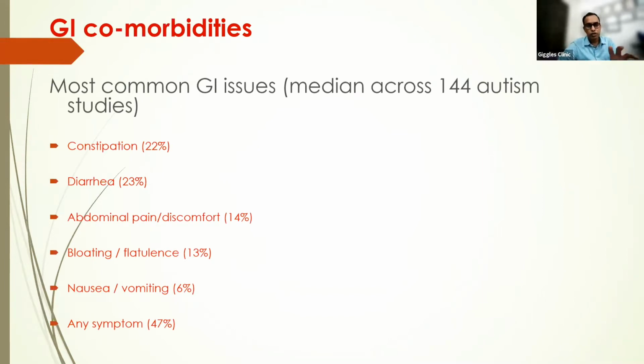Automatically, the core features will settle down if we are able to work on the gut. So these are the studies I have taken across 144 autism studies. This is the largest study which has been done related to GI or gut problems in autism. What they found was that constipation was 22%, diarrhea was 23%, abdominal pain was 14%, along with bloating, nausea, and other symptoms. So the major crux is dominated by constipation, diarrhea, and abdominal pain.